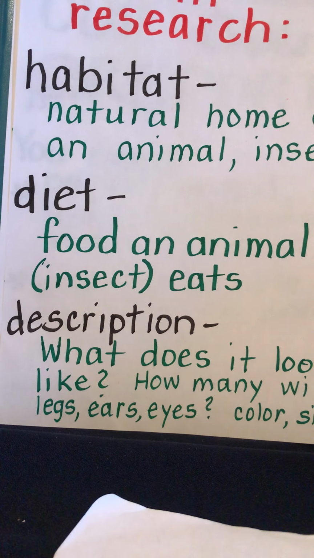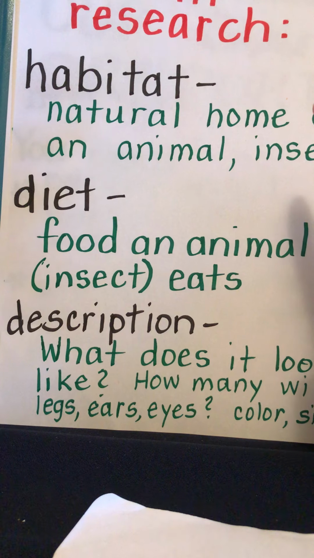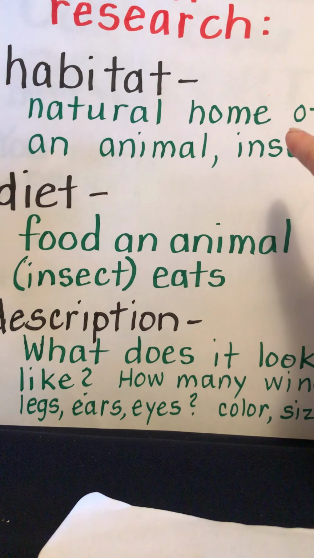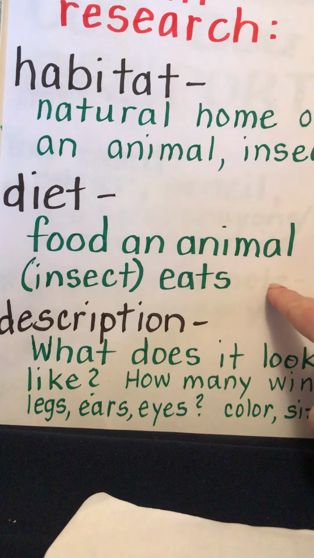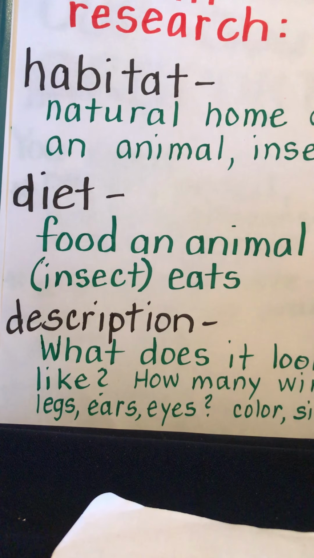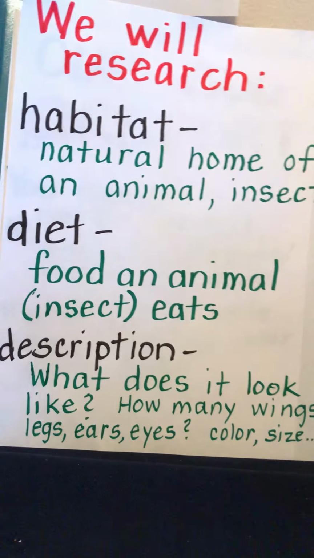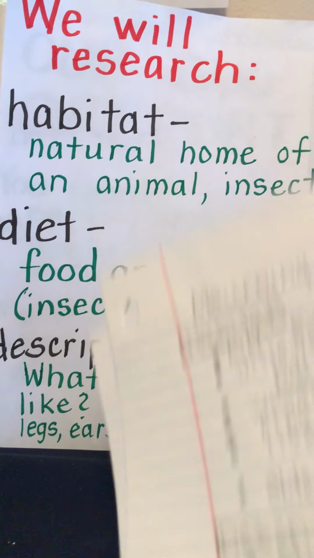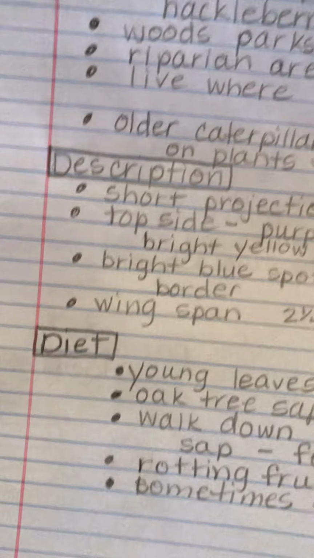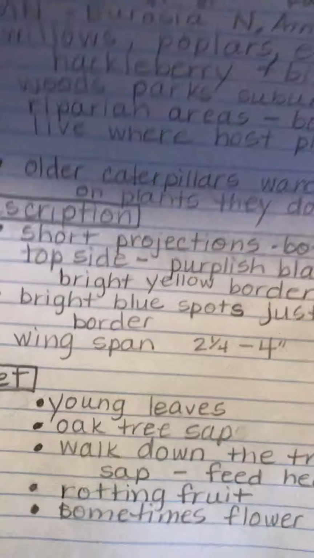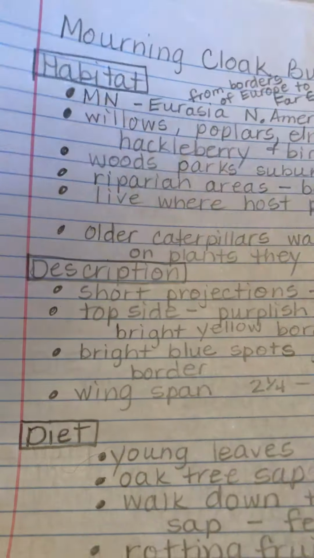Okay, so you are going to write a paragraph about the habitat of your insect, the diet of your insect, and the description. I have my big envelope here that my report is in, and I would like to show you my notes about description. So here we have it.